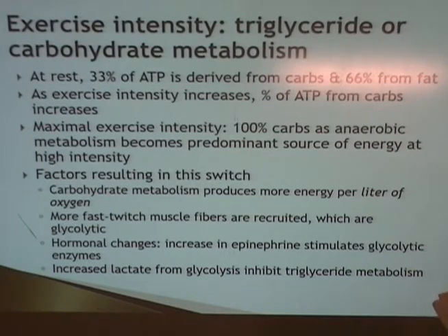Theoretically, doesn't really happen because no one really works at 100% intensity, right? But theoretically, if I was working at maximal intensity, 100% of the energy, the ATP for that work would be coming from carbohydrate because anaerobic glycolysis is the predominant source of ATP at higher levels of intensity work. Does that make sense?